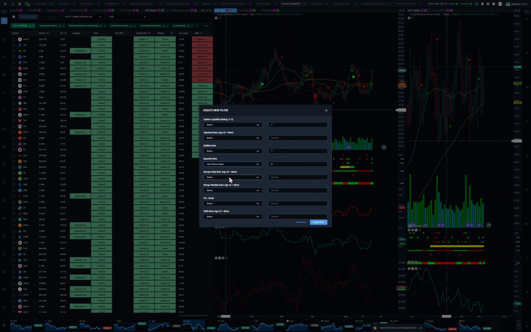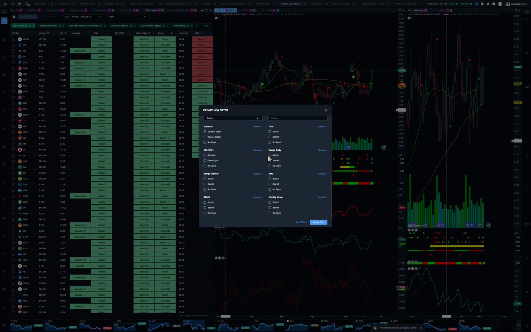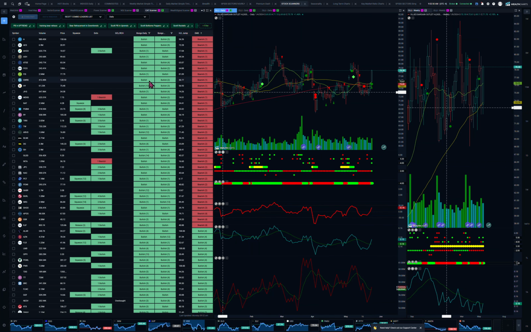I want the bongo to reverse. That's my pullback. I want less than or equal to, I like 9, but play around with it. The bigger the number there, the more extended the stock's going to be. And I'll leave the rest of it alone. And then I want my bongo daily to be bullish. I want my bongo weekly to be bullish. I'm going to create that filter. So let's see if I can find that filter. Here it is.